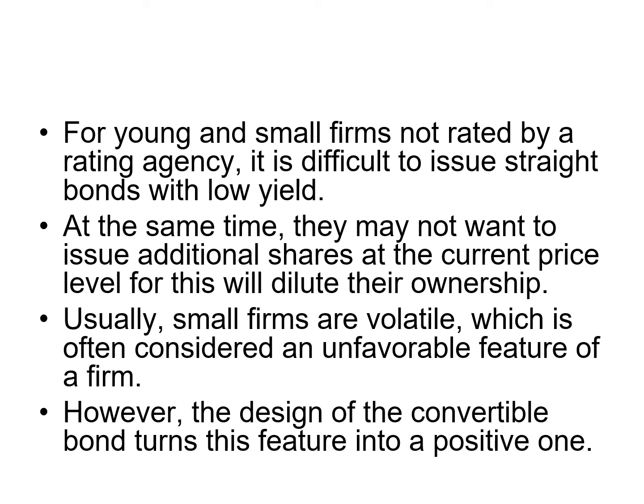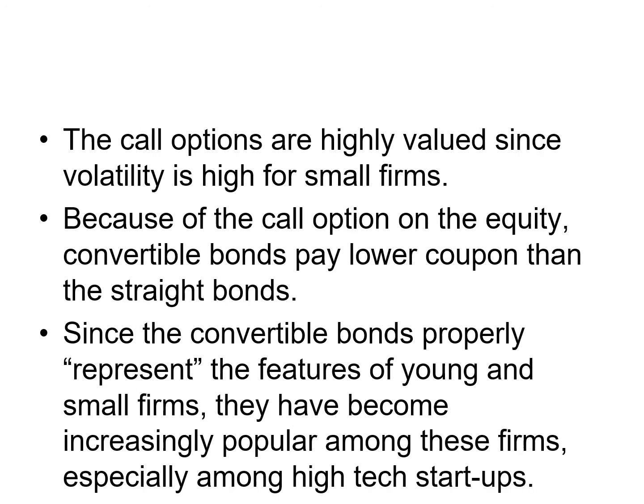Usually, small firms are volatile, which is often considered an unfavorable feature of a firm. However, the design of the convertible bond turns this feature into a positive one. The call options are highly valued, since volatility is high for small firms. Because of the call option on equity, convertible bonds pay a lower coupon than the straight bond. Since the convertible bond properly represents the features of young and small firms, they have become increasingly popular among these firms, especially among high-tech startups.